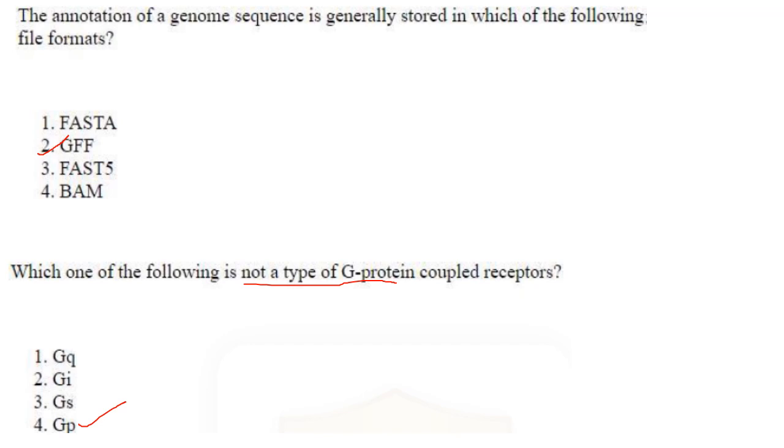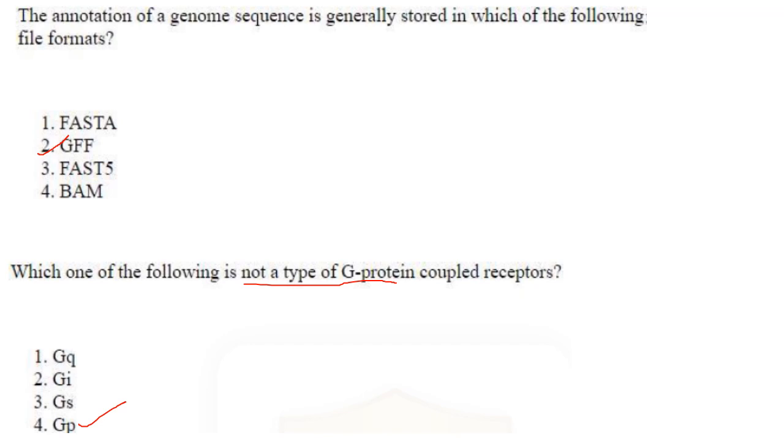Then next question. The annotation of a gene sequence is generally stored in which of the following file formats? So it is GFF format it is stored, that is general feature format. Answer is option 2. Then next one.